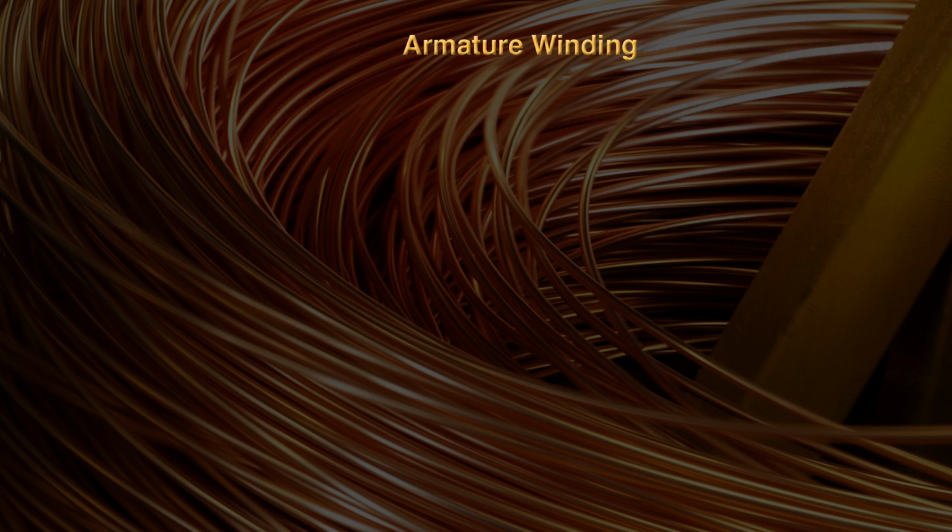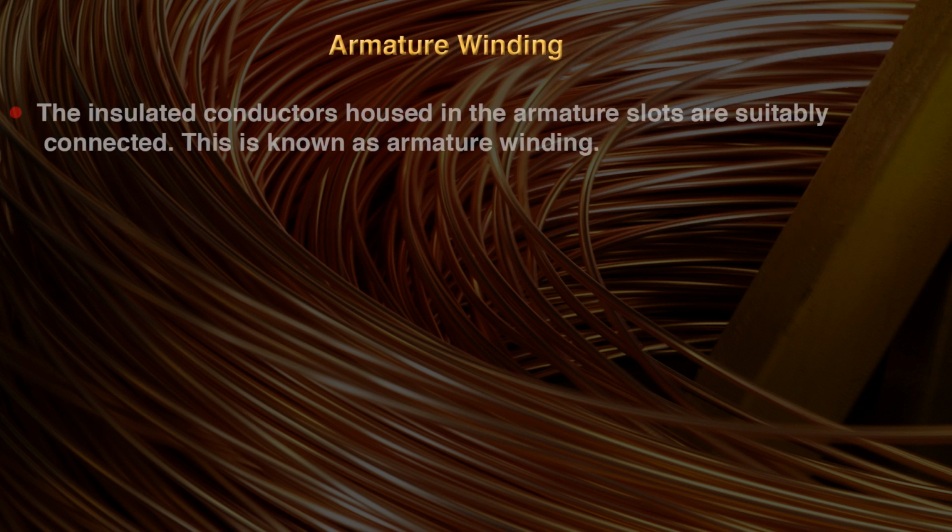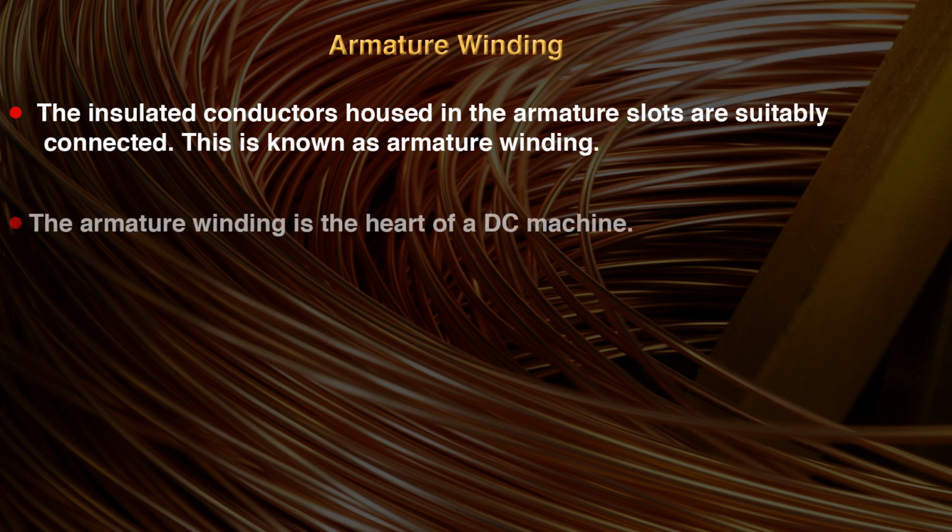Now we have to understand the armature winding. The insulated conductors housed in the armature slots are suitably connected. This is known as the armature winding. The armature winding is the heart of a DC machine.